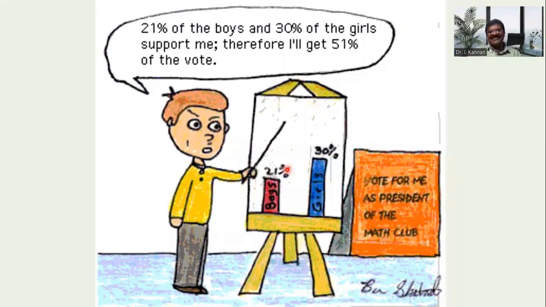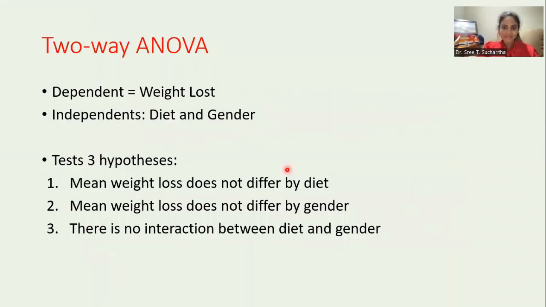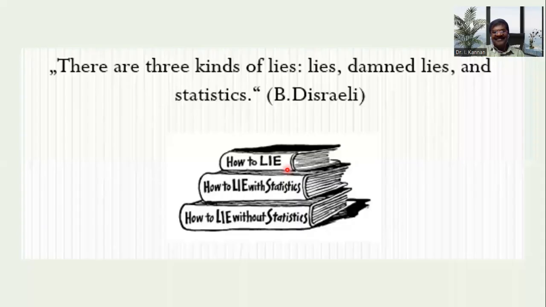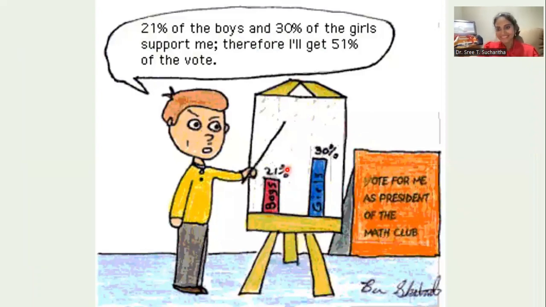This boy thinks that his study is a success. He has done a small statistic, and he thinks that he's going to win the president election in the math club. Unfortunately, he's going to lose it. 51% of 200, right? Yeah. Not 51% of 100, right? Yes. He has to actually take the average of 51. He has not done that.